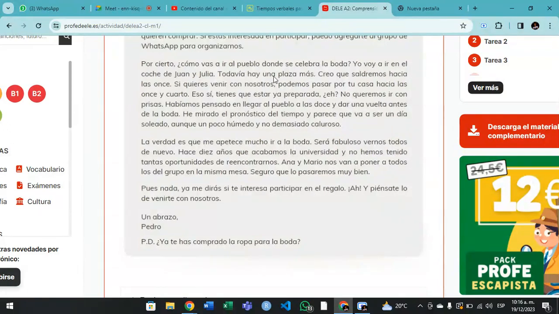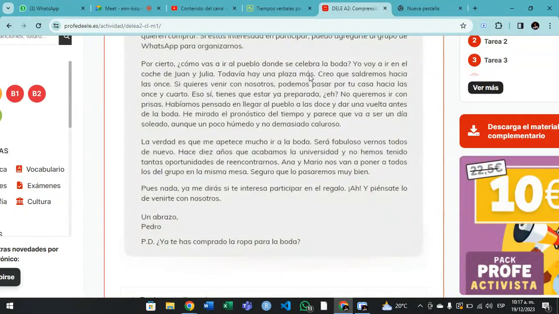I remember that here I told you una plaza más. We don't say that. It's because it's a Spanish from Spain text. So here just think the phrase is todavía hay un lugar más or todavía hay un puesto más. Okay.